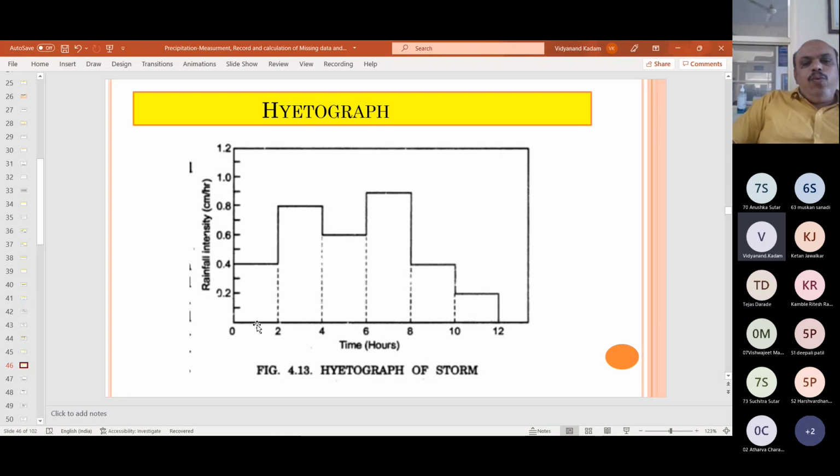Now consider the first 2 hour spell in which the rainfall intensity is 0.4 centimeter per hour. So what is the total rainfall in 2 hours?